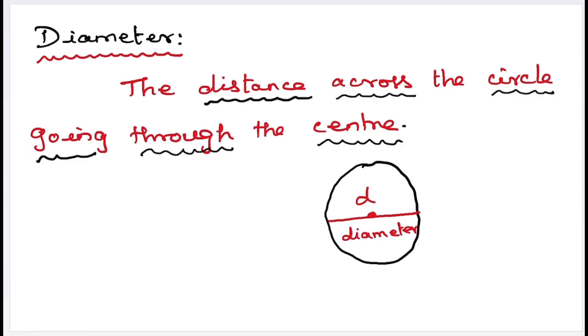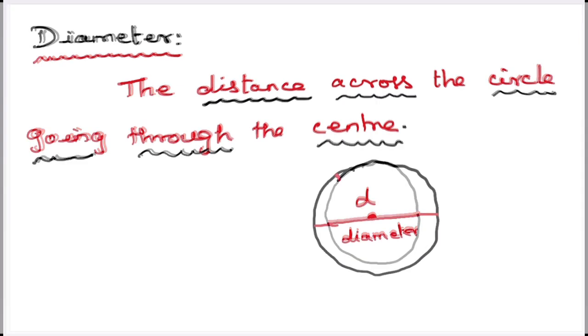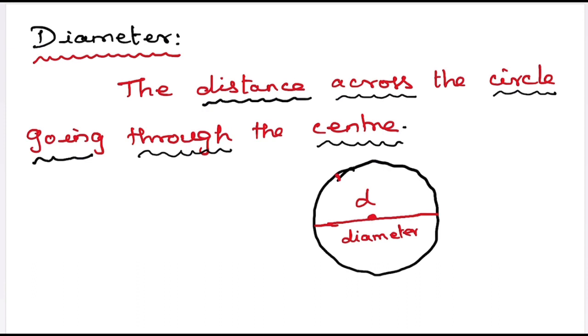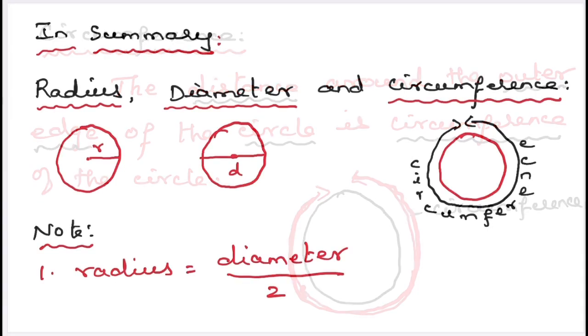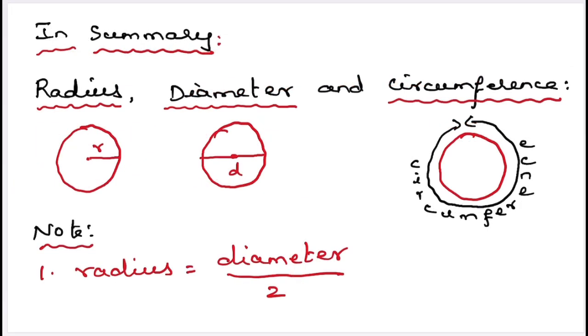Next, diameter of a circle. The distance across the circle going through the center. The distance between one edge of the circle to the other edge of the circle, touching the center, is the diameter. Next, circumference of the circle. The distance around the outer edge of the circle is the circumference of the circle. So that is, it is the full way around the circle. So this is radius, diameter and circumference.